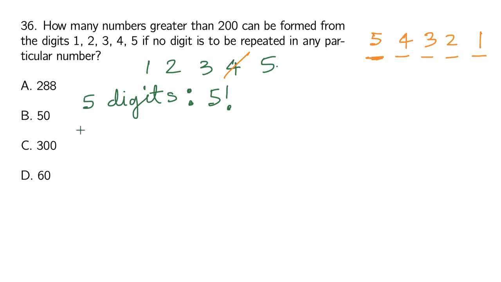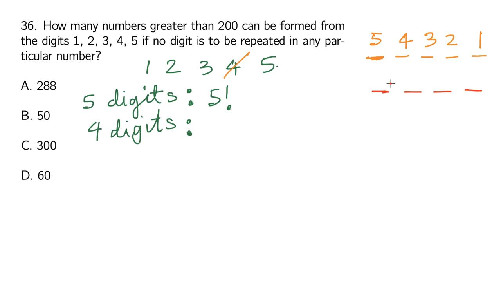Now, for 4 digits, we still have the question, how many 4-digit numbers that can be formed from 1, 2, 3, 4, 5 are greater than 200? And the answer is that any 4-digit number we form will be greater than 200. 200 has only 3 digits, so there's no way it can be greater than a number with 4 digits.